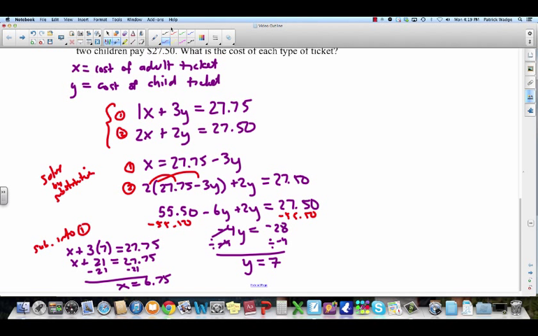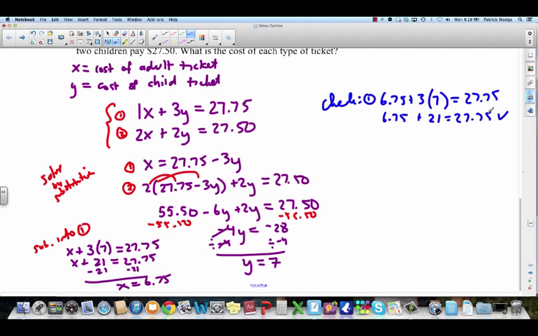Great! If we'd like, we could check these answers. This will probably be the last one I'll check because it takes so much time. But anyway, we want to check these two here. So we have 1x, or 6.75, plus 3 times y, which is 7, equals 27.75. So this is the first one we're checking. So that's 6.75 plus 3 times 7 is 21, equals 27.75, and that's definitely true.